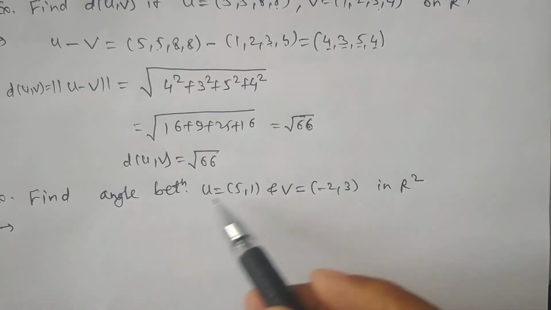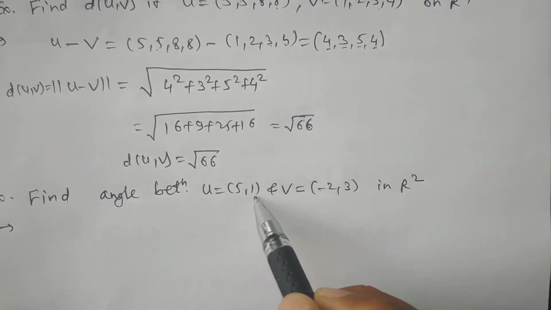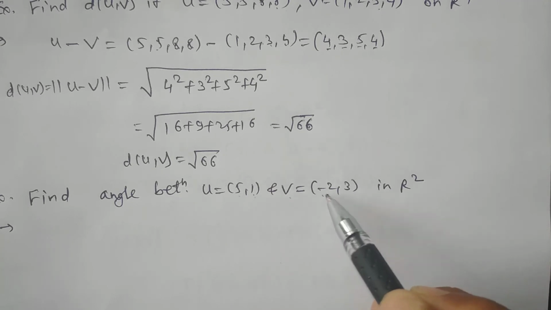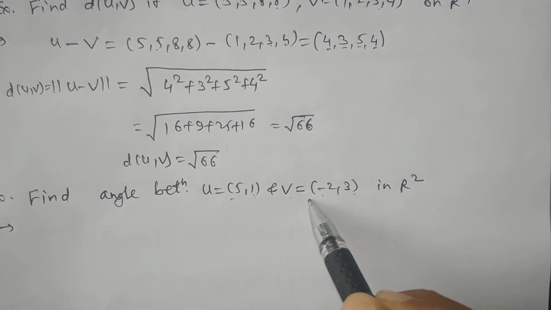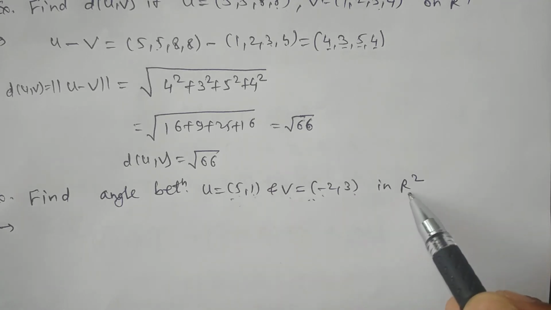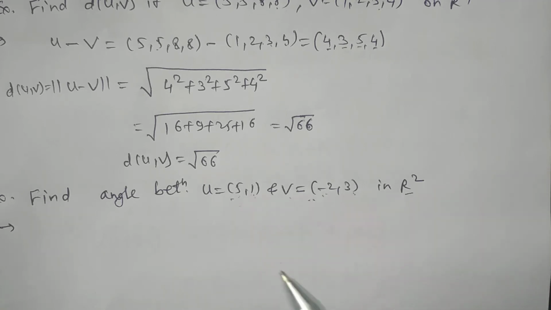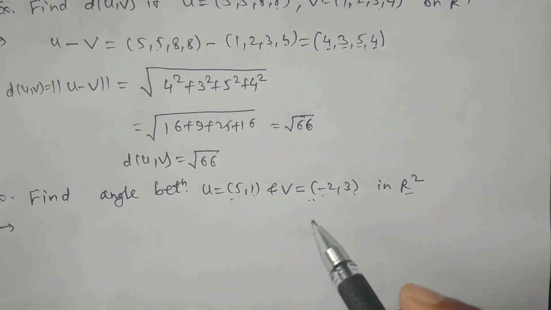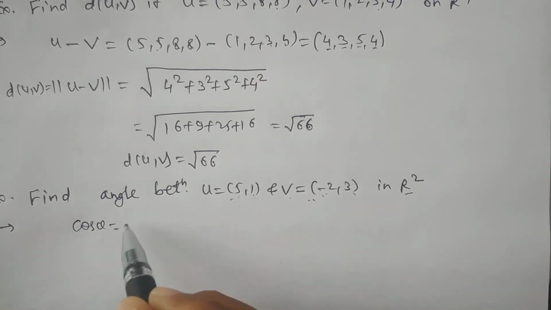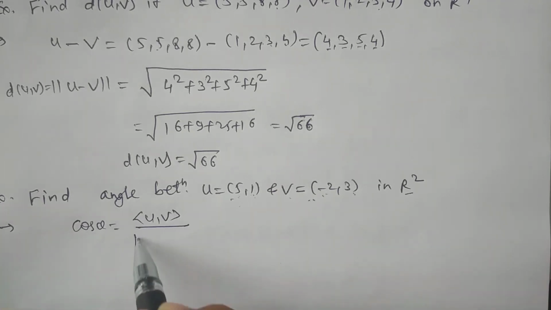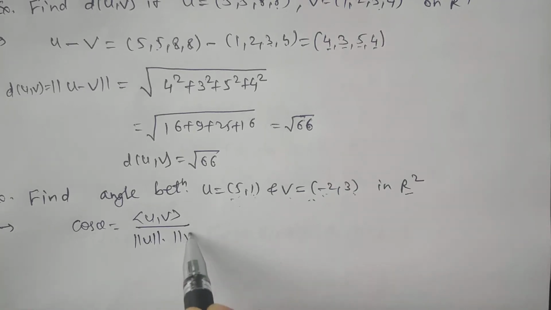Find angle between u, the vector 5, 1, 2 elements, and v, the vector minus 2, 3. So you have to find the angle between u and v, and these u and v are the elements of R square because there are 2 elements here. Okay. So what is the formula for angle between two vectors? So you know that the formula is cos theta is equal to inner product of u comma v upon norm of u into norm of v. So to calculate this theta, first you have to calculate inner product of u comma v, norm of u and norm of v. So we calculate these terms first.